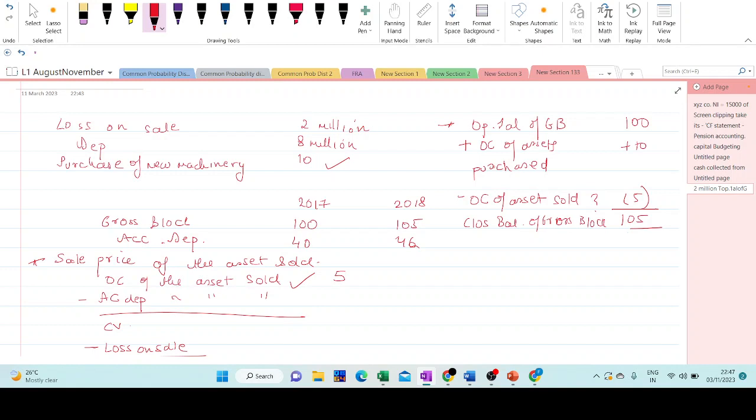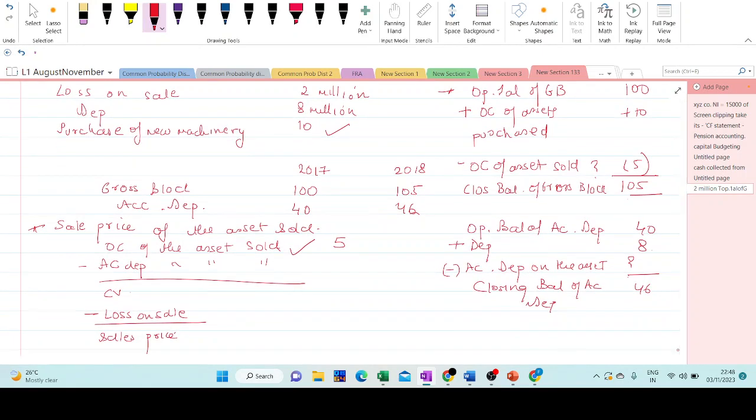For this, we need to look at the reconciliation of the accumulated depreciation account. So opening balance of accumulated depreciation is 40. You add depreciation expense charged in the income statement during the current year, which is 8, less accumulated depreciation on the asset sold, which is something that we need to calculate. And we get the closing balance, which is 46. So accumulated depreciation on the assets sold would be 40 plus 8 minus 46, which is 2. So the accumulated depreciation on the assets sold would be 2.